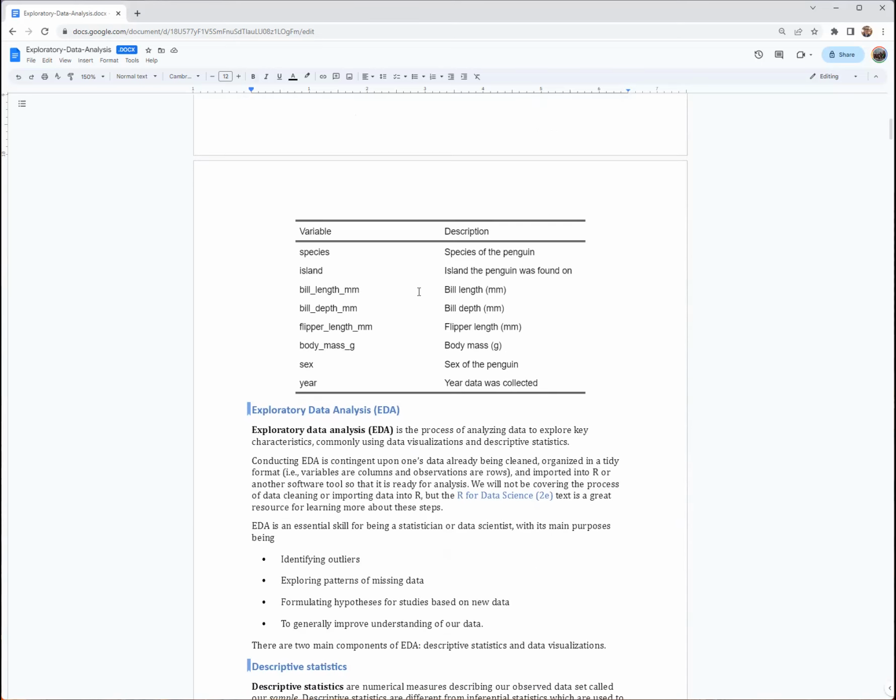Okay. So some of the variables we're going to be looking at in this data set are listed in this data dictionary here with the variable name and then the description. So measurements of the penguins are given for the most part in millimeters. Their body mass is measured in grams. Okay. So here are the quantitative variables we're going to be looking at along with year. And then we have some categorical variables. The species, the island the penguin was found on, and the sex of the penguin.